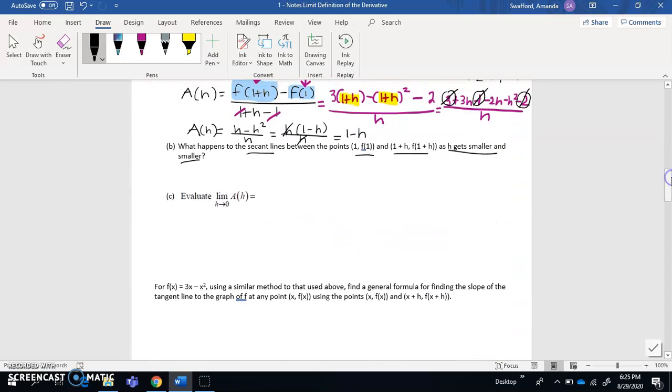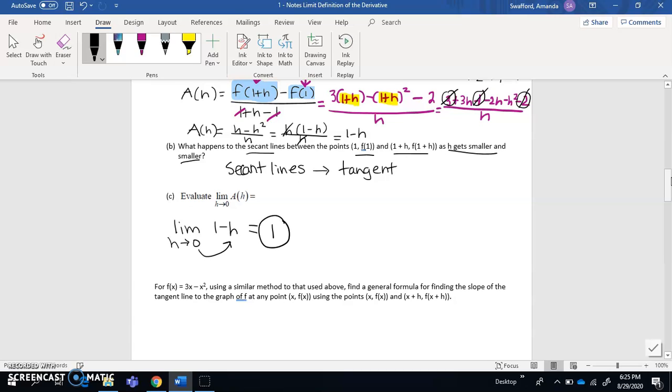All right, so what we want to do is take our expression for a of h, which is 1 minus h, and we want to take the limit as h goes to 0. Because h is getting smaller and smaller and smaller, the secant lines are becoming the tangent. And so if we take the limit and ask ourselves, what is the value of that secant slope as h gets smaller, smaller, and smaller and approaches 0? We can plug in 0 for h through direct substitution and we get 1.